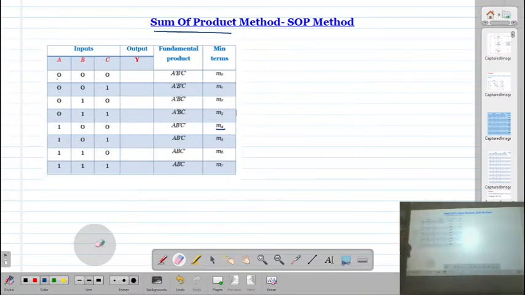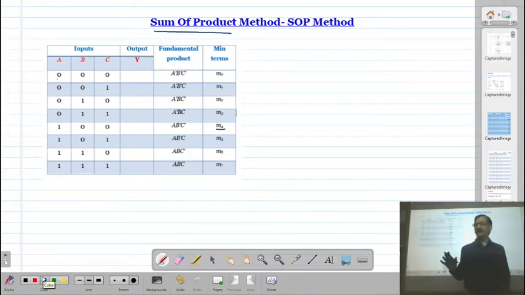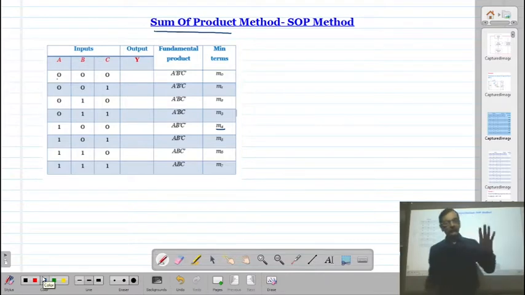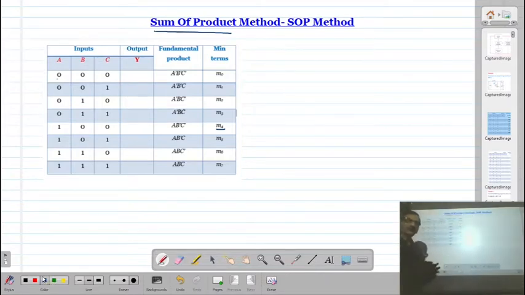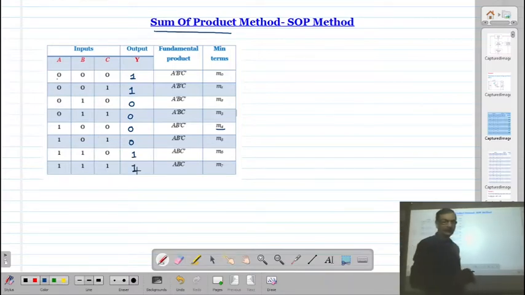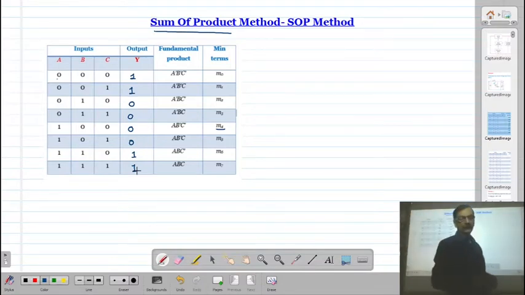Now how to write the expression? Let us say we have a problem with the three variables A, B and C. For certain combinations the output is high and for certain combinations the output is 0. Let us say for this combination my output is high, for this combination also the output is high, here the output is 0, 0, 0, 0, and for this last combination the output is high. I want to design the circuit in which for the first two combinations and the last two combinations the output is high, and for the rest of the combinations the output should be 0.